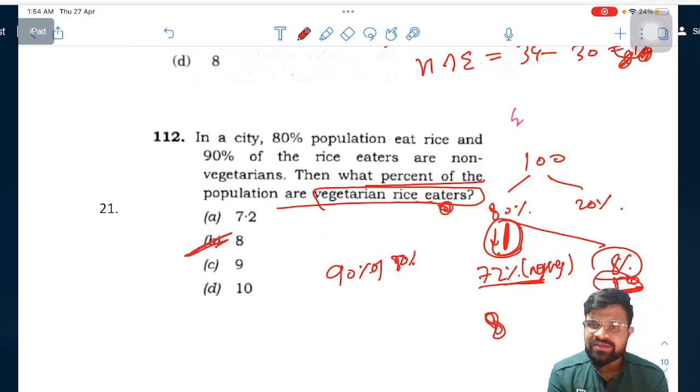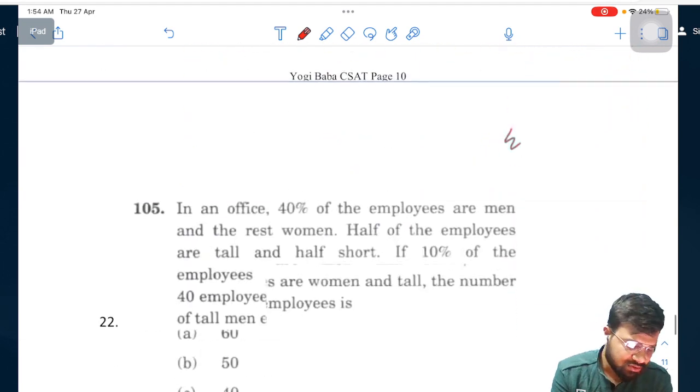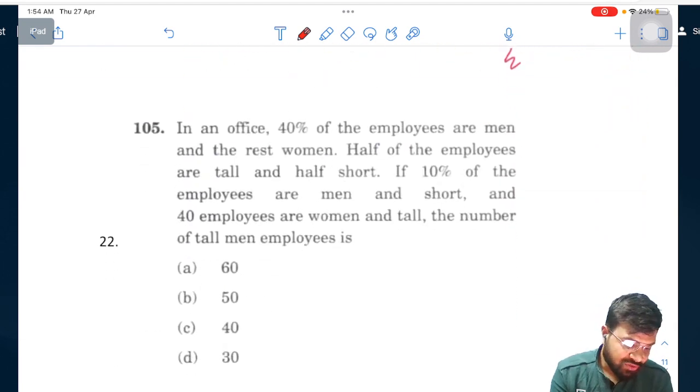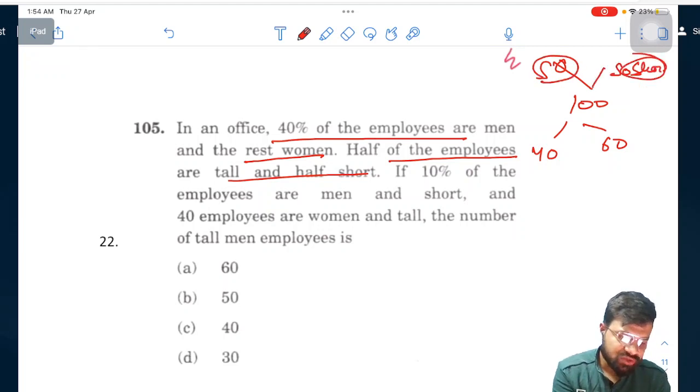This is how, very simple. Just do the simple calculation based on the unitary method and you are done. In an office, 40% of the employees are men, the rest are women. So out of 100, 40 are men, 60 are women. Half of the employees are tall and half short, so 50 tall and 50 short.